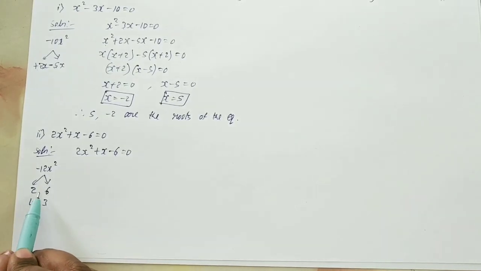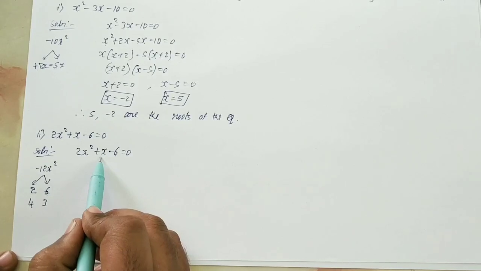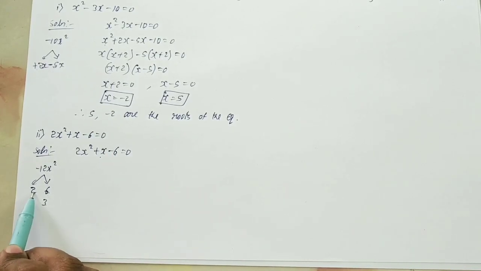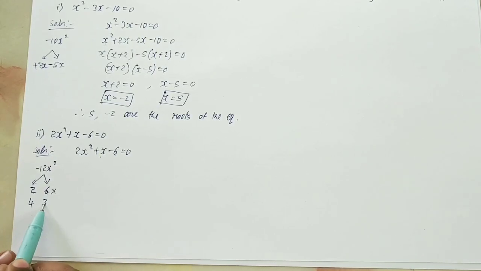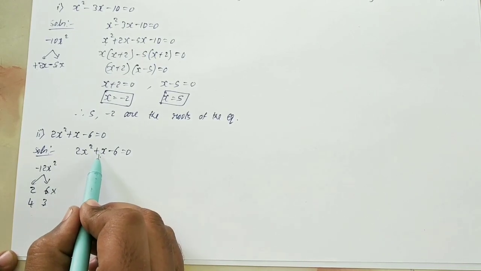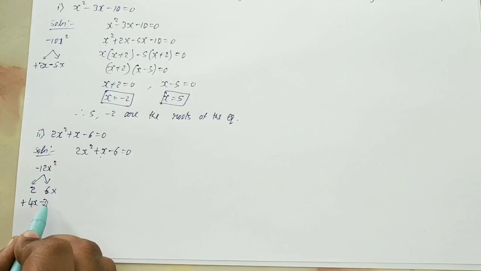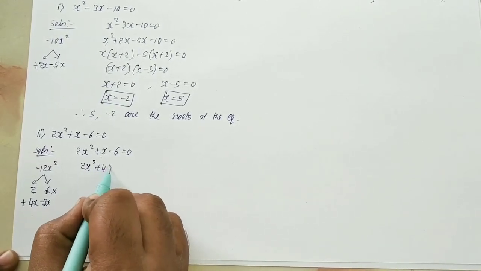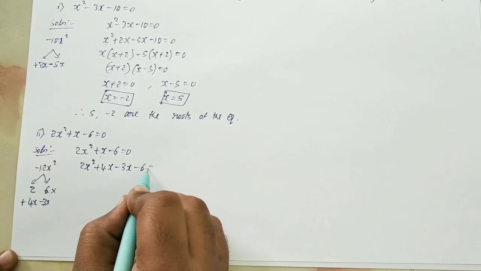Now we have to add or subtract, and we should get plus 1, right? If we add here, 2 plus 6 is 8, subtract 6 minus 2, we will get 4, right? So this is not possible. 4 plus 3 will get 7. If we subtract 4 minus 3, we will get 1. So here is 1, right? What is the sign here? Plus. So for the greater number plus, for the smaller number minus. So x and x. So 2x square as it is. Here I will write plus 4x minus 3x minus 6 is equal to 0, right?